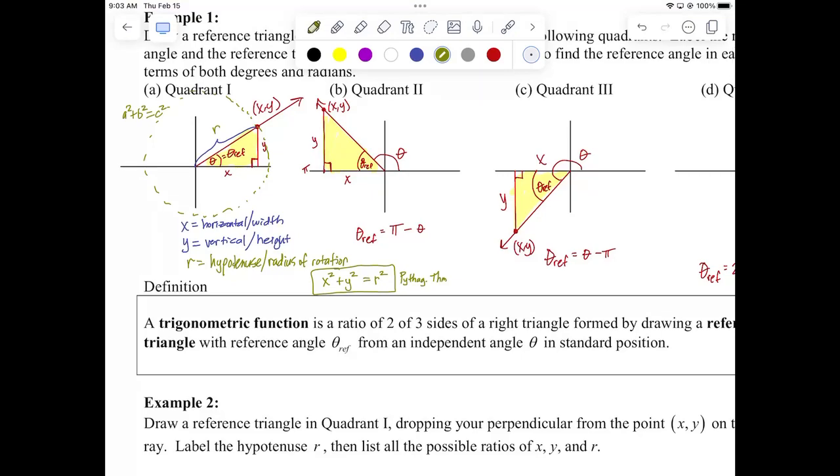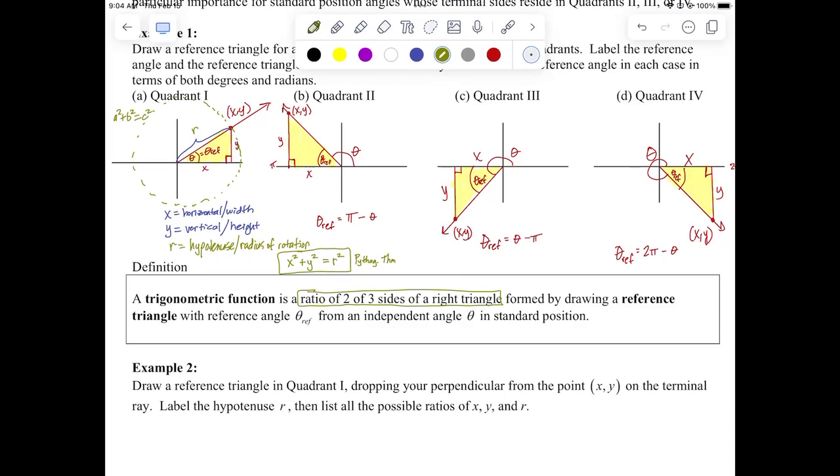All right. So let's go ahead and talk about a trigonometric function. We're defining now a trigonometric function. You ready? A trigonometric function is a ratio of 2 of the 3 sides of the right triangle formed by the reference triangle, whose reference angle theta ref is determined from the independent angle theta.